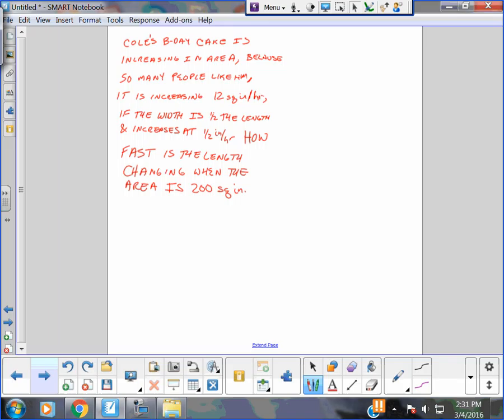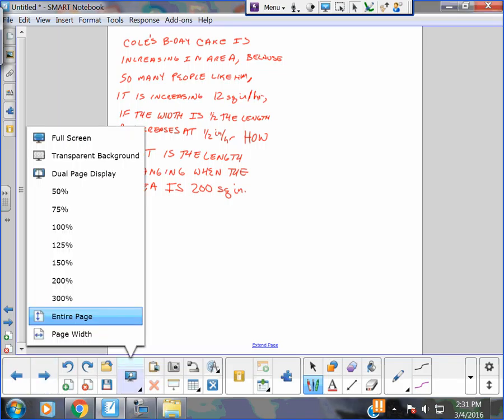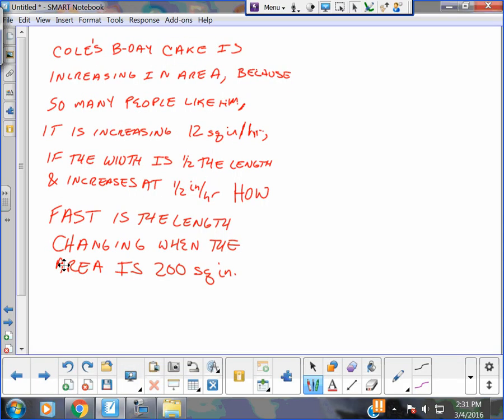Cole's birthday cake is increasing in area because so many people like him. Now just bear with me, okay? I know sometimes we don't do real-world problems in calculus, okay? It is increasing at 12 square inches per hour. If the width is half the length and is increasing at 1/2 inch per hour, how fast is the length changing when the area of his birthday cake is 200 square inches?